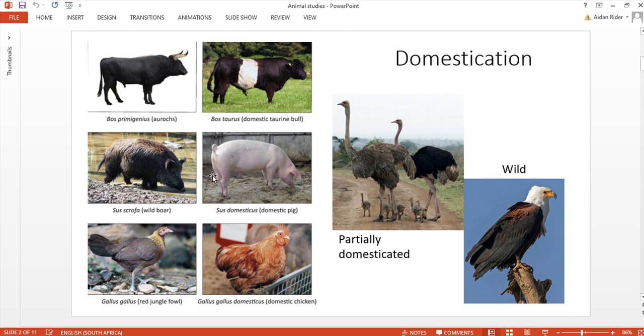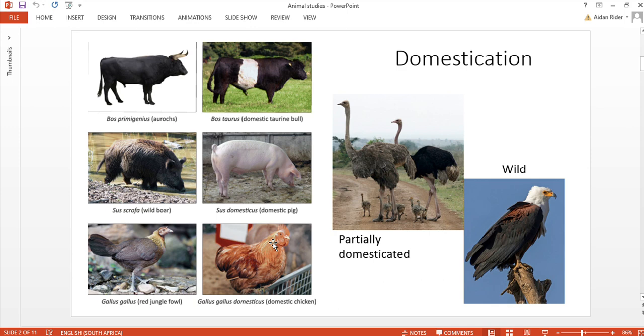So we actually selected those individuals that didn't really have hair so that their offspring or their babies had less and less hair, until today we have a domestic animal that doesn't have any hair on it, or there is hair but we don't really see it. And the same thing with the chicken. This is the red jungle fowl that actually still exists today, as the name says, in the jungle. But over many hundreds and thousands of years, we have actually selected them to look a bit different, like our domestic chicken. Then obviously within each type of animal, we have different breeds and so on.